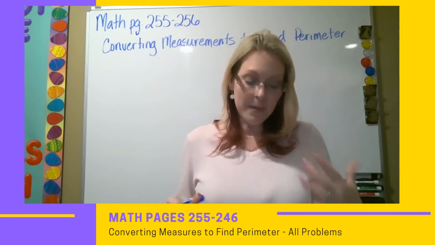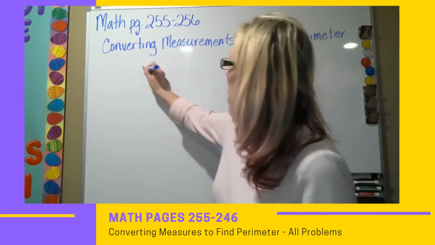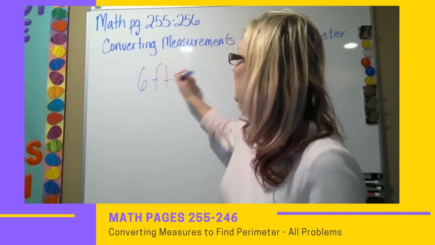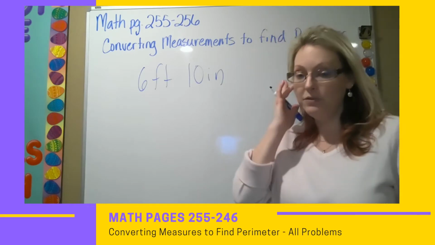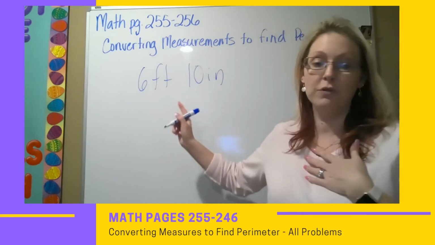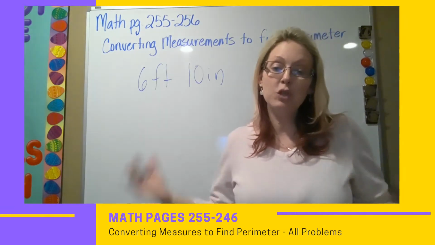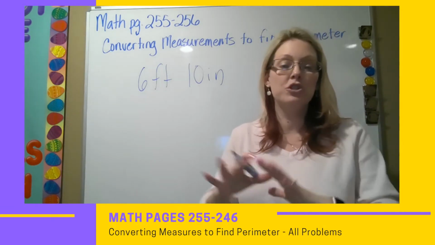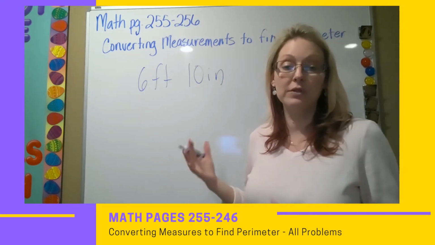It says, the basketball player might be 6 feet 10 inches tall. So we have 6 feet 10 inches, right? Now what we have to do is convert this because we want to know how many feet tall he is. Just feet, no inches. So with this, we have to convert the inches.